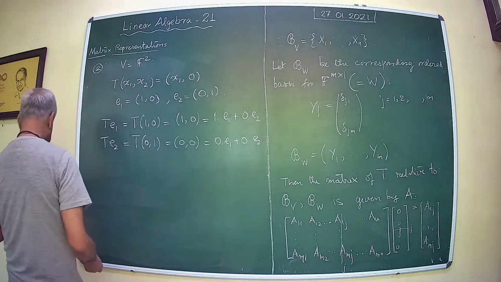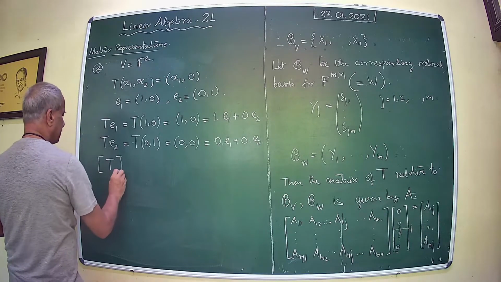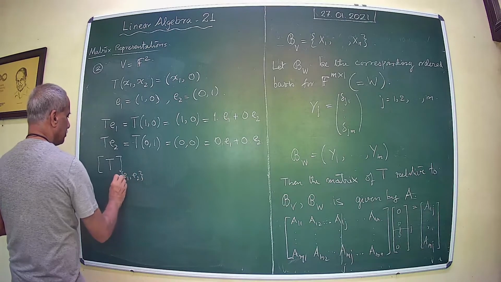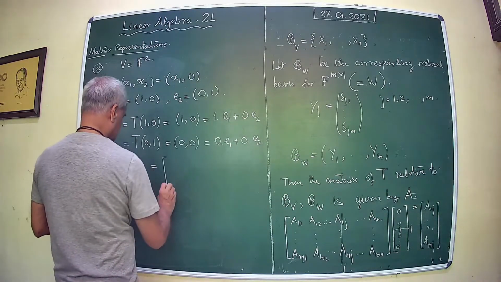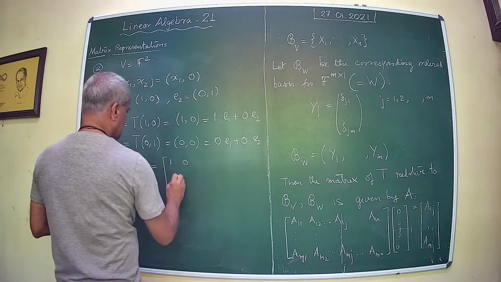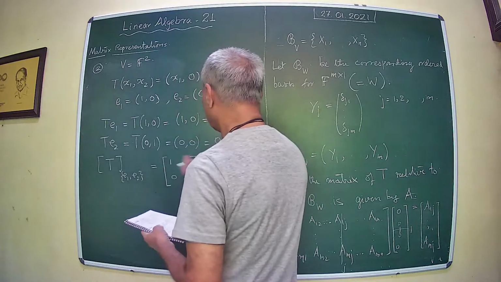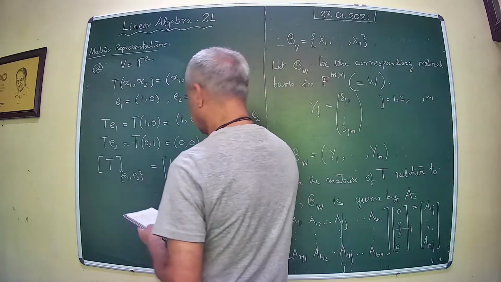Therefore, what is the matrix representation for T with respect to B? The first column and these two elements represent the second column.